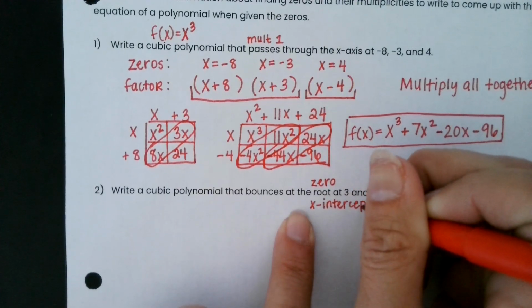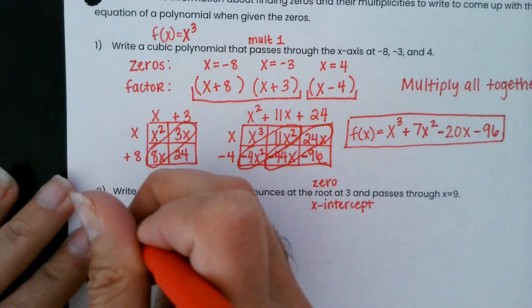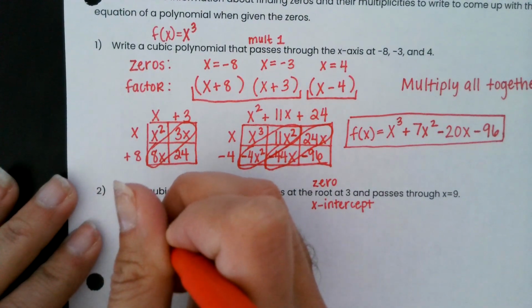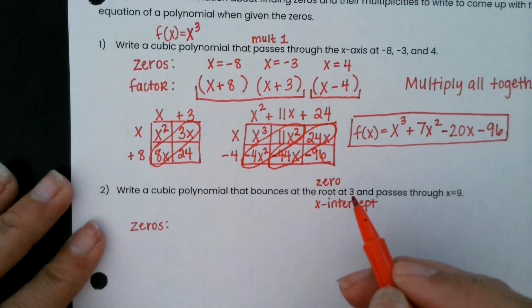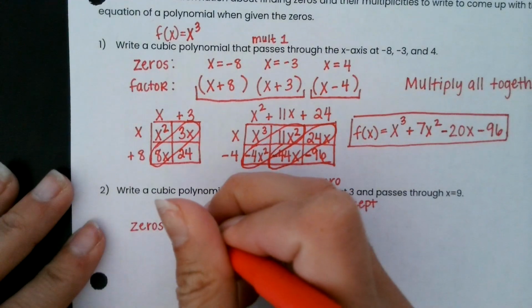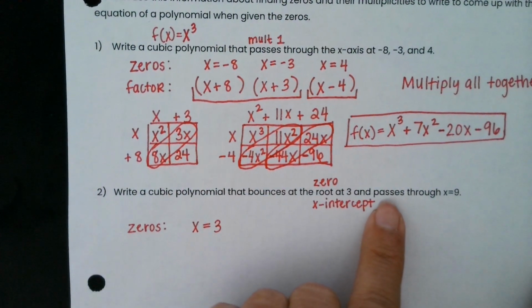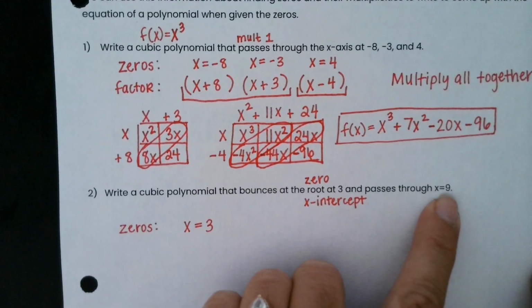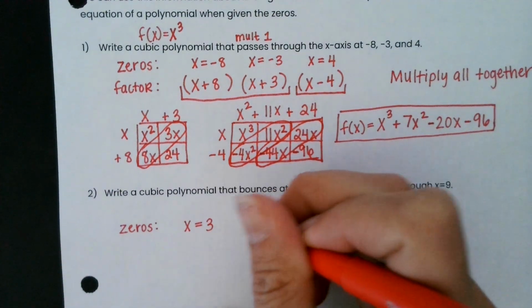They're interchangeable. If you don't like the word root and you want to cross it out and write that's a 0, you can. You're not wrong. That's fine, okay? So I'm going to start this one the same way I did the last one. First, we just wrote down the zeros. So there is a 0 at x equals 3. And there's another 0. It passes through that 0, but there's another 0 at x equals 9. Those are the only 2 that we have.